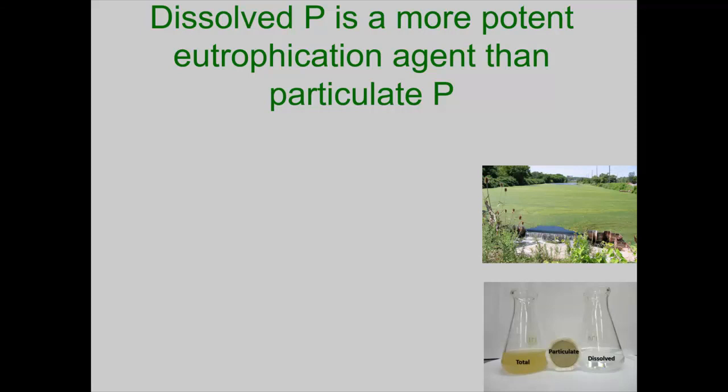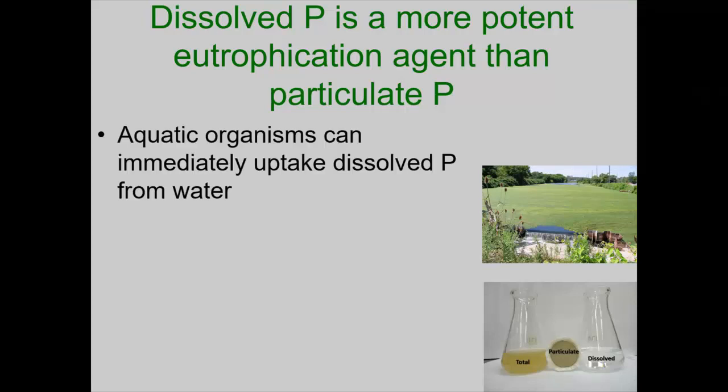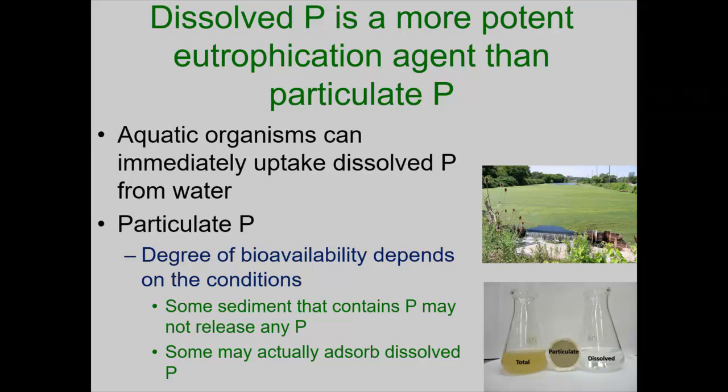The re-eutrophication of Lake Erie is attributed to dissolved phosphorus. And the reason why is because aquatic organisms can immediately uptake dissolved phosphorus from water. With particulate phosphorus, that's not necessarily true. You have phosphorus bound to a soil particle, it gets deposited into a reservoir or stream or lake. It may or may not become bioavailable. It may adsorb dissolved phosphorus from the water column. It just depends on that particle, the mineralogy, and the conditions.